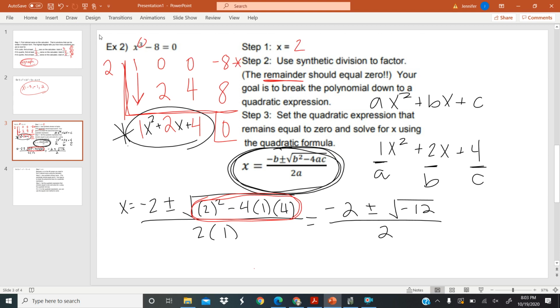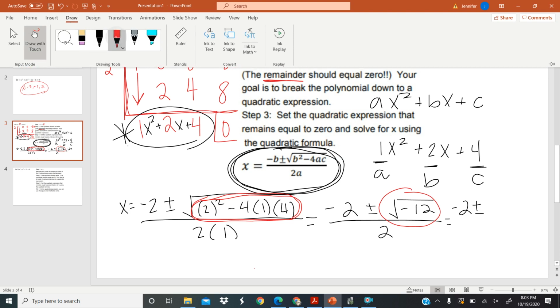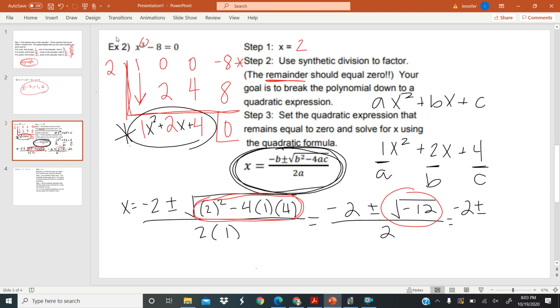And then we're going to use those concepts that we were doing yesterday of simplifying imaginary roots to simplify the square root of -12. So to do that, I'm going to still have -2 plus or minus, and then I'm going to have the square root of -12. And let me do that over at the top, just separately so that you can see it.